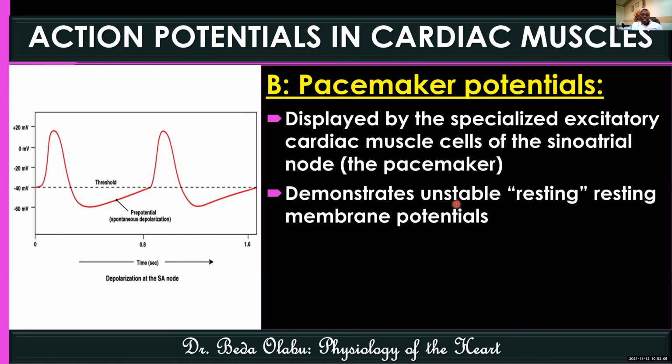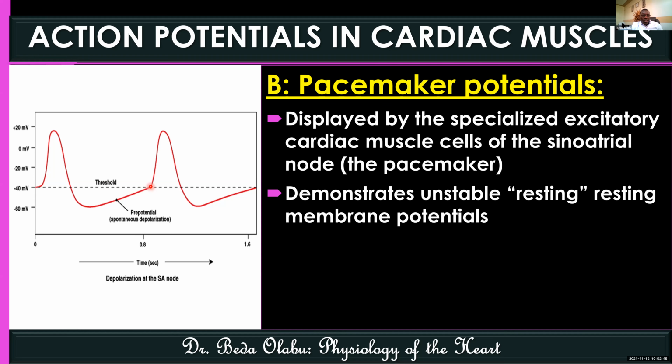And that is why I'm putting that term "resting" in quotes. They don't have a stable resting membrane potential. What happens to the resting membrane potential? It is usually continuously depolarizing. The membrane is continuously depolarizing. So if you look at the cell membrane of the pacemaker cells against time, the cell membrane is continuously depolarizing.